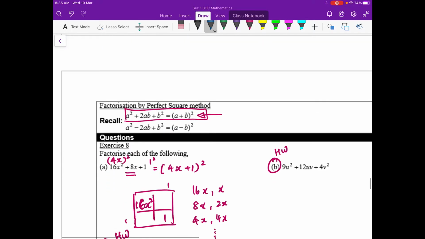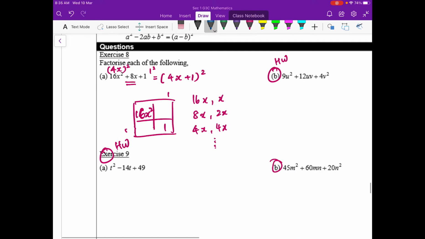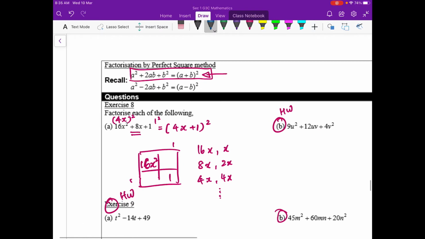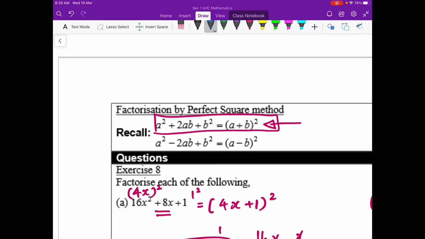Next one. Then we have a couple of homework over here. We are encouraged to use these two, where we have already memorized it. A plus B, when you square, you get A square plus 2AB plus B square. Likewise, you work the other way around. A square plus 2AB plus B square, you get A plus B square.